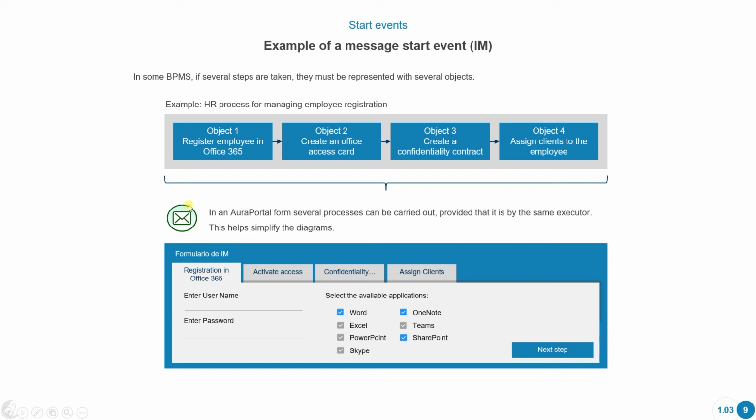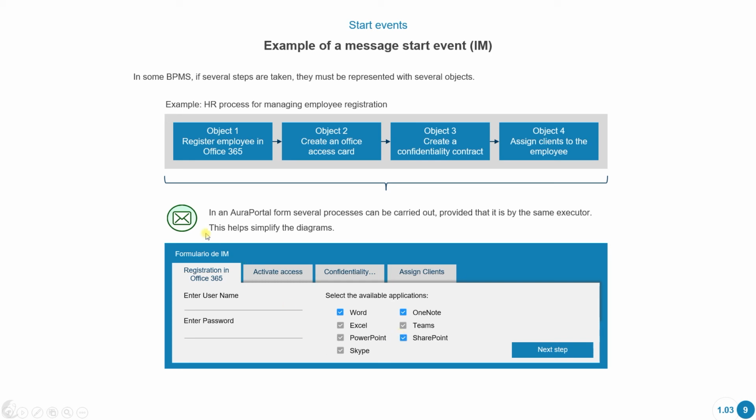Why? Because in Autoportal, forms are very advanced and you can input a lot of intelligence into them. For example, let's say we create a form where there are four different tabs. This is a very easy example to understand, where someone can enter this form. First, they're going to register the information for Office 360. Then they're going to activate the access. Then they're going to create the contract. And at the end, they're going to assign different clients to the employee. And once they've finished all these four steps, they click on submit and the process starts.